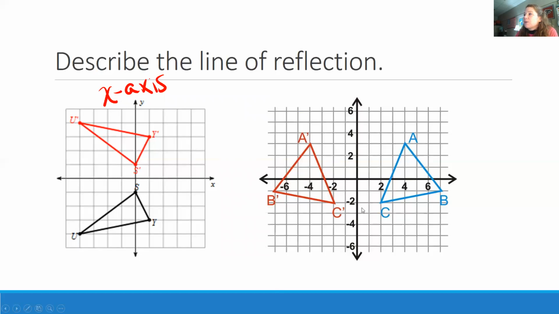All right, what about this one, which is our original? The original is the blue one because the red one has the prime marks. So this has been flipped from here over here. They're congruent, same shape, same size. And the line of reflection is the y-axis.